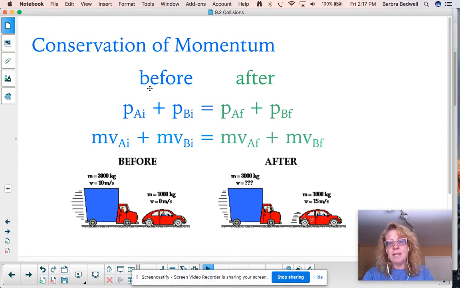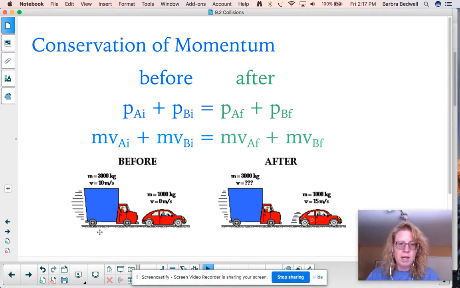So here's what this typically looks like when we turn it into more of a math problem. We've got a truck and a car coming in to hit one another. You've got to think about the before situation and the after situation. Before, up here at the left, we've got P_AI and P_BI. What does P mean? Remember that P is the letter we use for momentum. A would be object A, and B would be object B. AI means the initial momentum of this object, and BI means the initial momentum of this object.